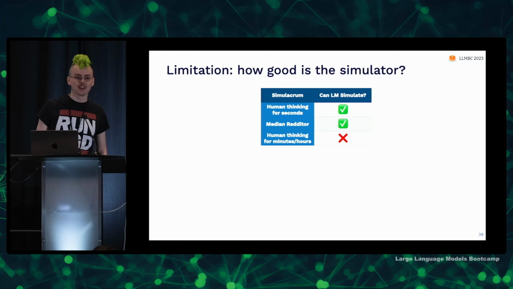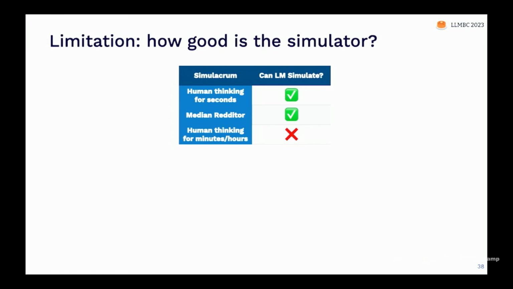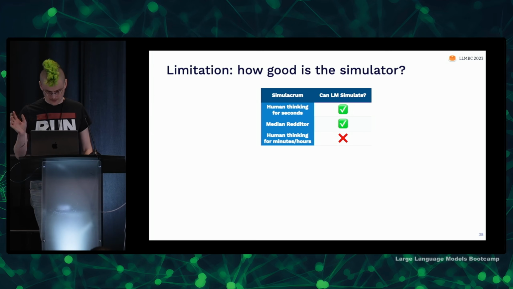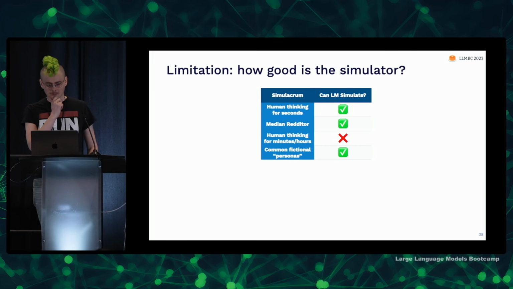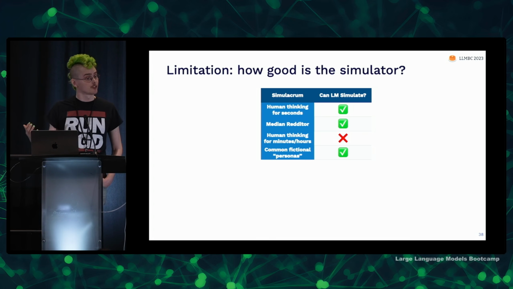A human thinking for minutes or hours, like a human bringing their own deep personal context to something, that's going to be a lot harder to simulate. So if your plan was to build a full agent simulator of humans, I would reduce your ambitions for now. There's a lot of common fictional personas that are out there.